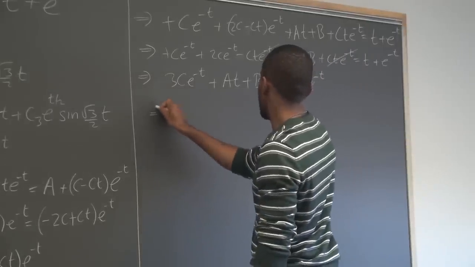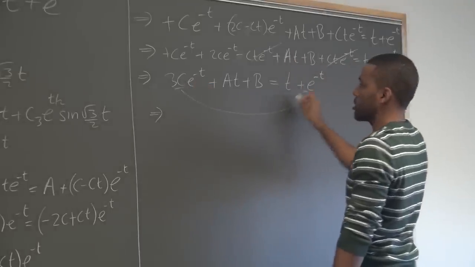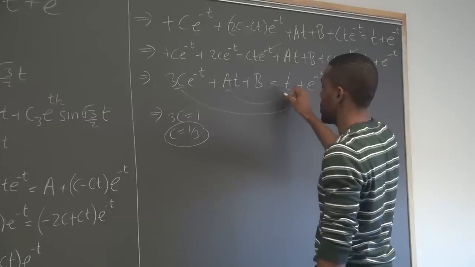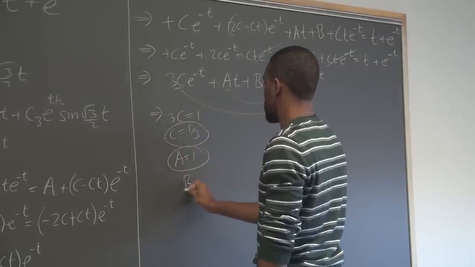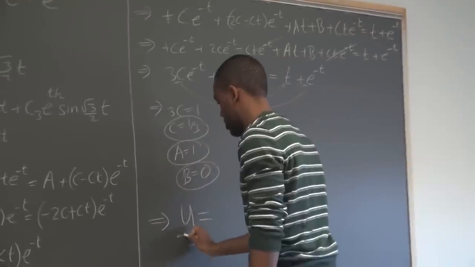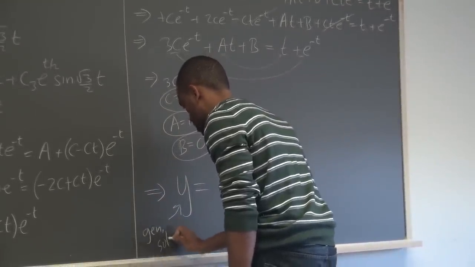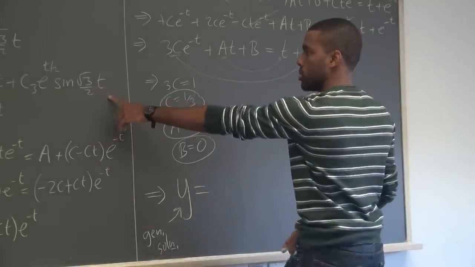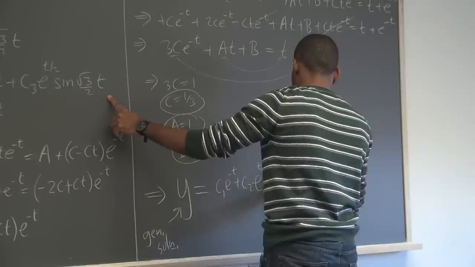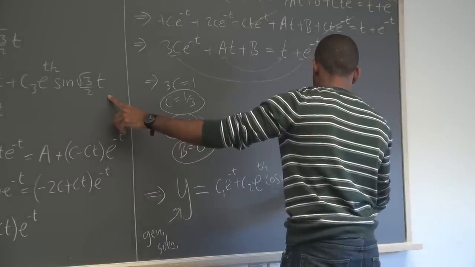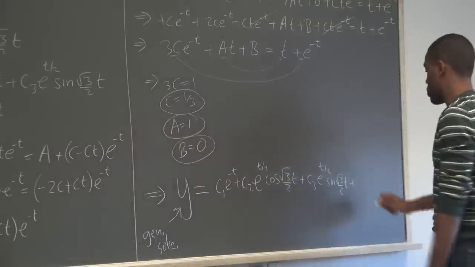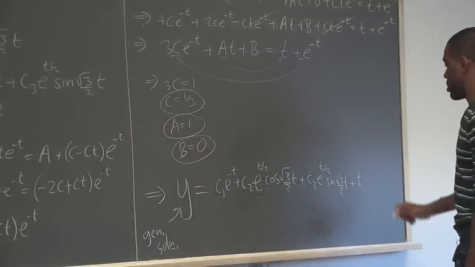So now this just means that we set up our equations. 3c must be equal to 1, right? So 3c equals 1, which means that c equals a third. Right away we get that a must be 1. That has to match up here. And b must be 0. This implies, if I want to do the general solution, we would have this guy, plus yp, but I plug in a equals 1, b equals 0, and c equals a third.